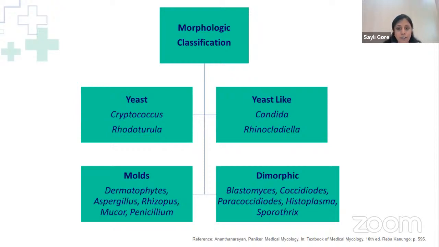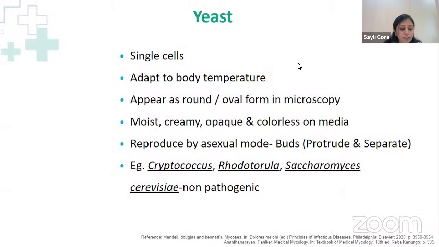So there are mainly three types of fungi: yeasts, molds, and dimorphic. But over here, I have separated the yeast and yeast-like just for your information. So what are yeasts? Yeasts are unicellular. They are just one cell. They adapt to body temperature.